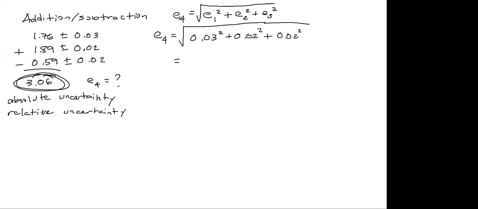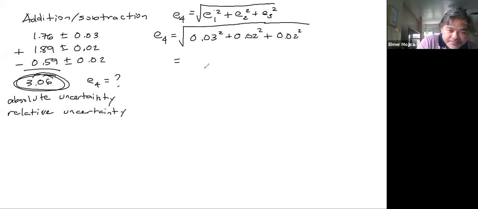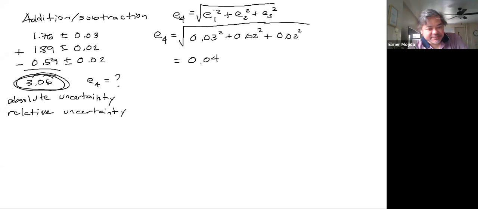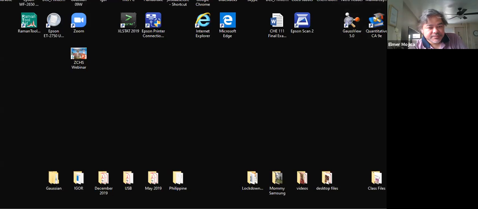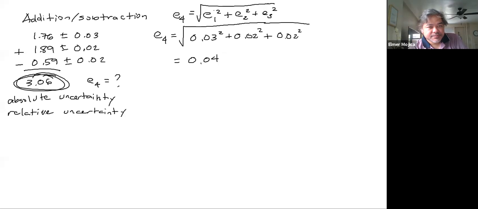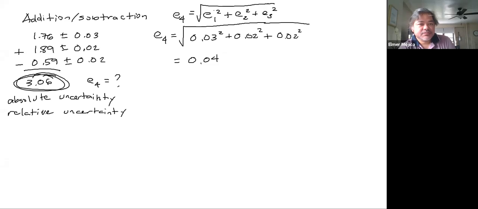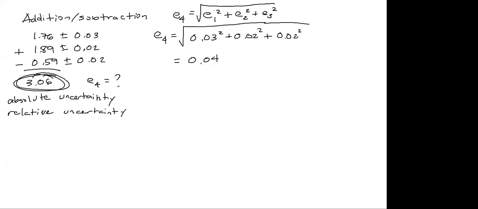I got 0.04. Did everybody get that? So when doing the uncertainties, the plus or minus, we're still using significant figures, correct? Yeah, we're still going to use them. And the significant figures are relative to the uncertainties.